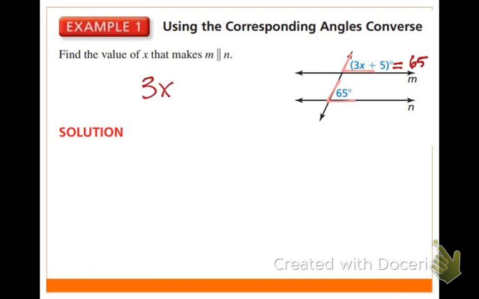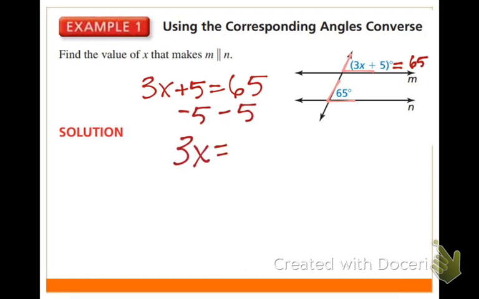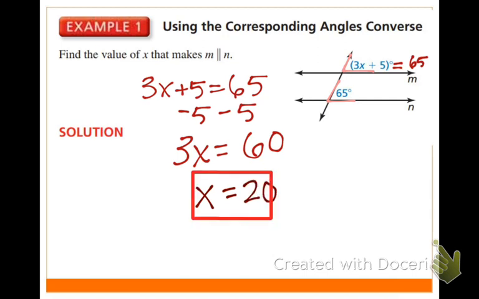So we're going to say 3x plus 5 equals 65. My next step would be subtract 5. 3x equals 60. Divide by 3 and x equals 20. That's it.